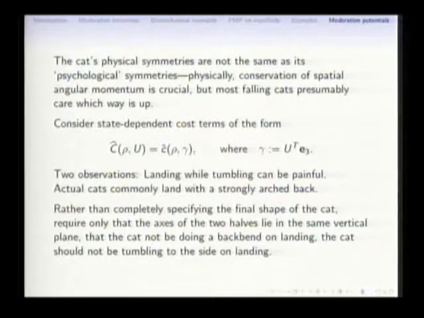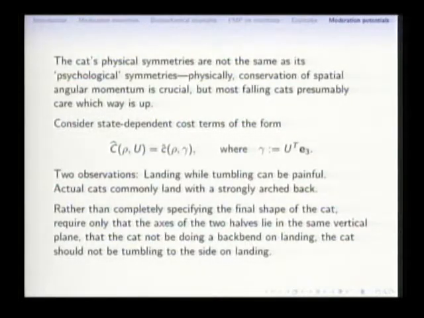Okay. Key thing, the psychological symmetries are very different from the physical symmetries. It has a special direction. It cares about this is up, this is down. Gravity matters to the cat. So I'm going to use crucially that spatial angular momentum, which physically relies on an invariance, but the control problem will have less symmetry.